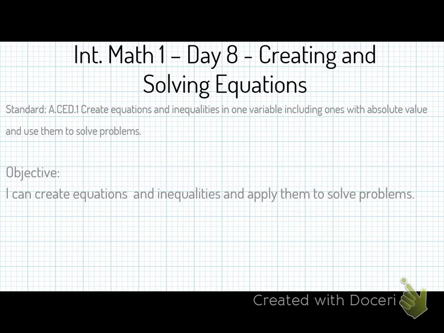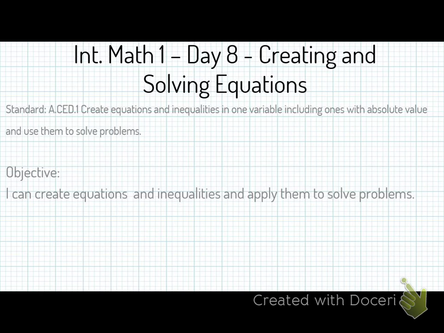Okay, so today is day 8 in our class. We're starting a new topic, creating and solving equations. Basically, in math, you need to be able to read stories or examples and change the words that you read into a math problem. And that's kind of hard. We're going to take a couple days to do that, and it'll be something that we do as an ongoing process. Okay, so here's your objective.